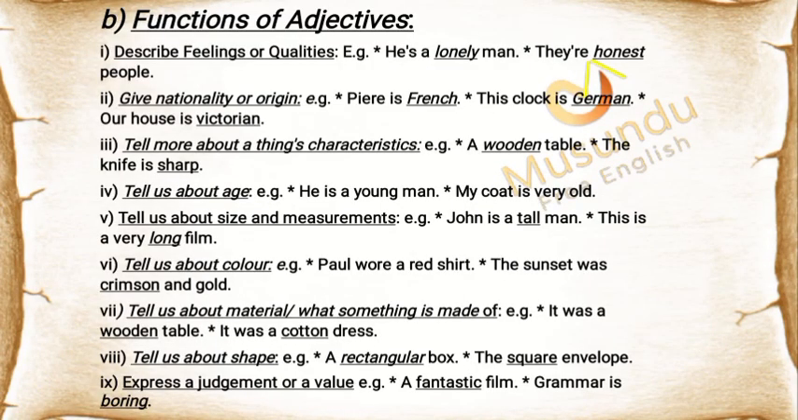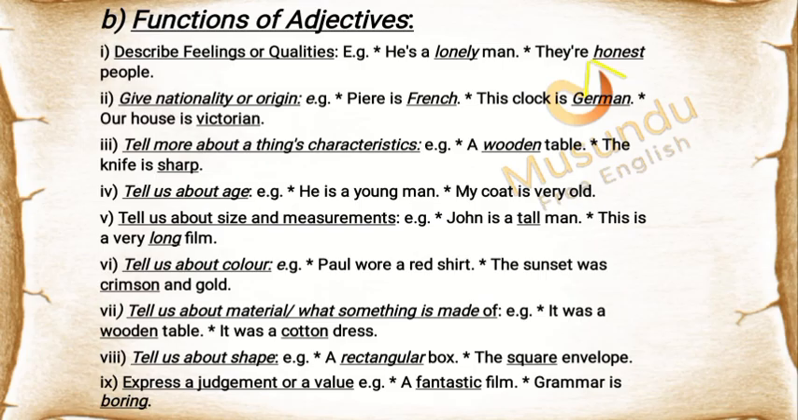B. Functions of adjectives. 1. Describe feelings or qualities. Examples: he's a lonely man. They're honest people. 2. Give nationality or origin. Examples: Pierre is French. This clock is German. Our house is Victorian. 3. Tell more about a thing's characteristics. Examples: a wooden table. The knife is sharp.